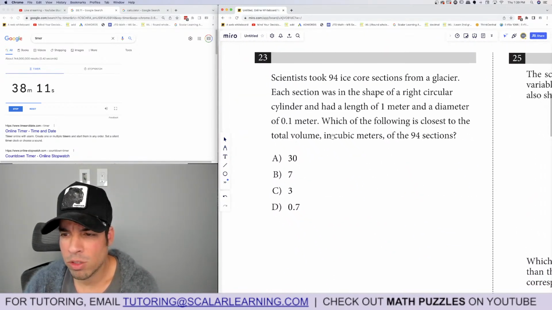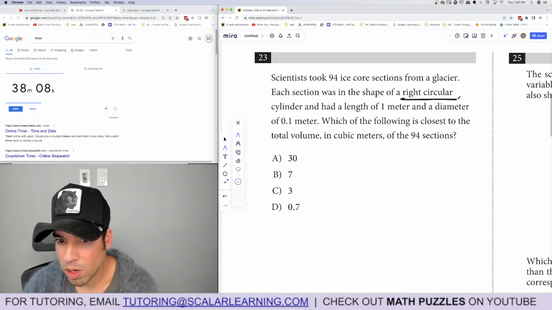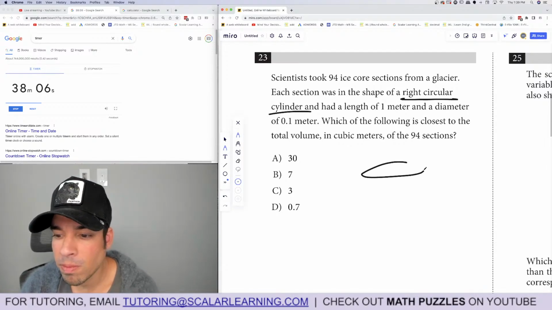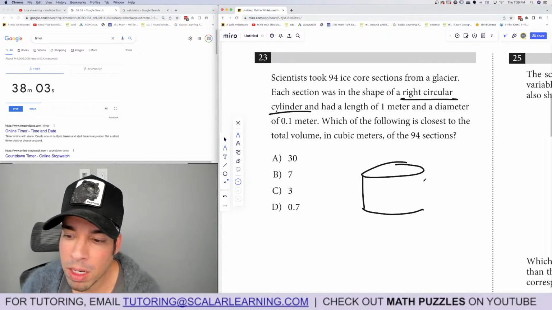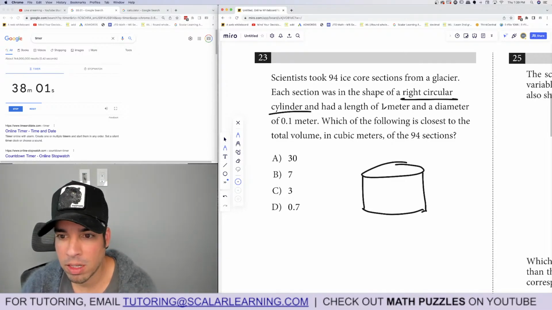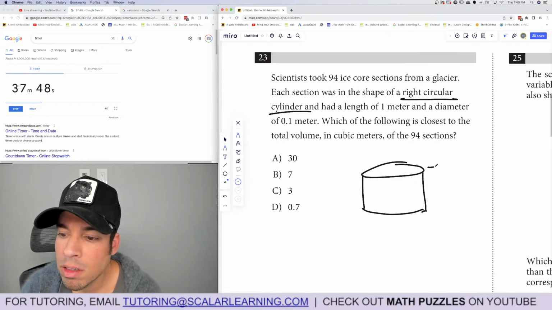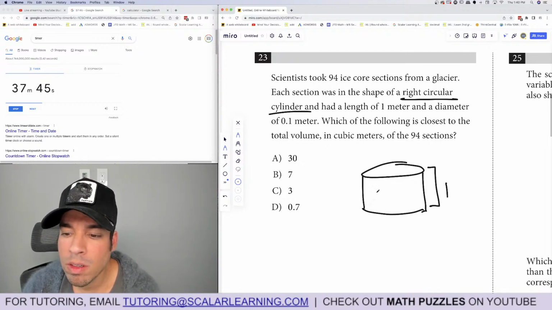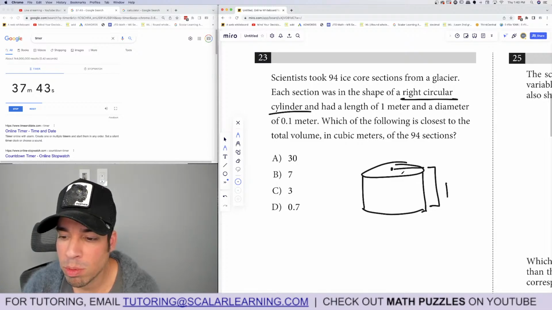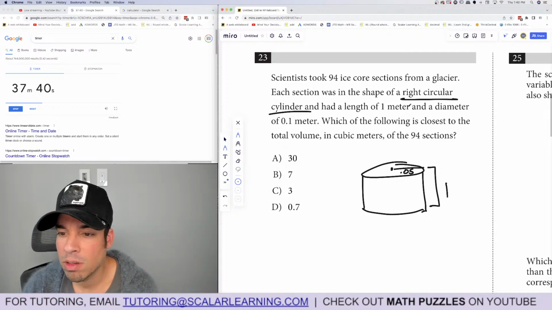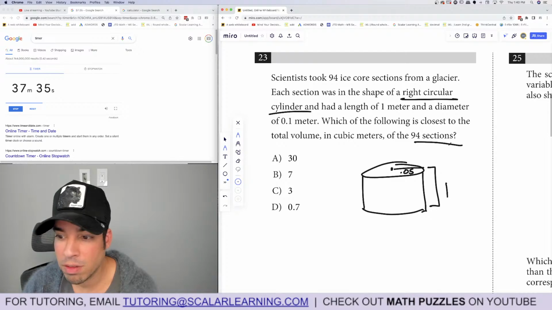23. A scientist took 94 ice core sections from a glacier. Each section was in the shape of a right circular cylinder. See how I'm immediately drawing a cylinder. Don't even waste any time thinking about it. And a length of 1 meter. I think when they say length, they mean height. Diameter of 0.1, which means the radius is 0.05, half of the diameter. Which of the following is close to the total volume of the 94 sections?